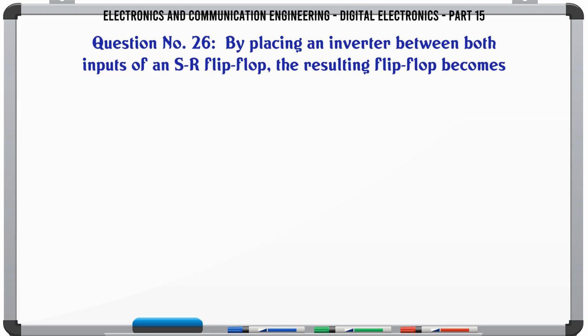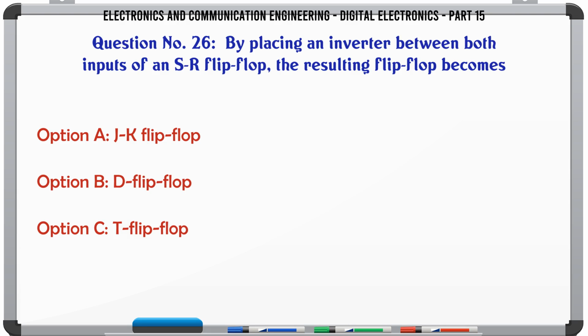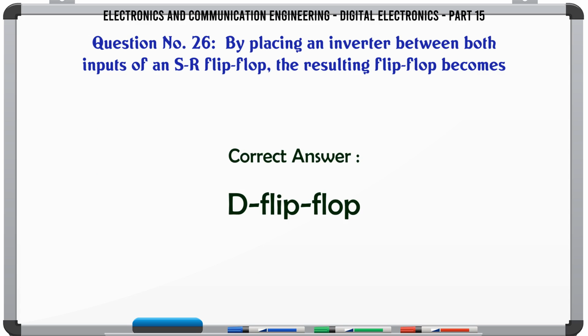By placing an inverter between both inputs of an SR flip-flop, the resulting flip-flop becomes A. JK flip-flop, B. D flip-flop, C. T flip-flop, D. master-slave JK flip-flop. The correct answer is D flip-flop.